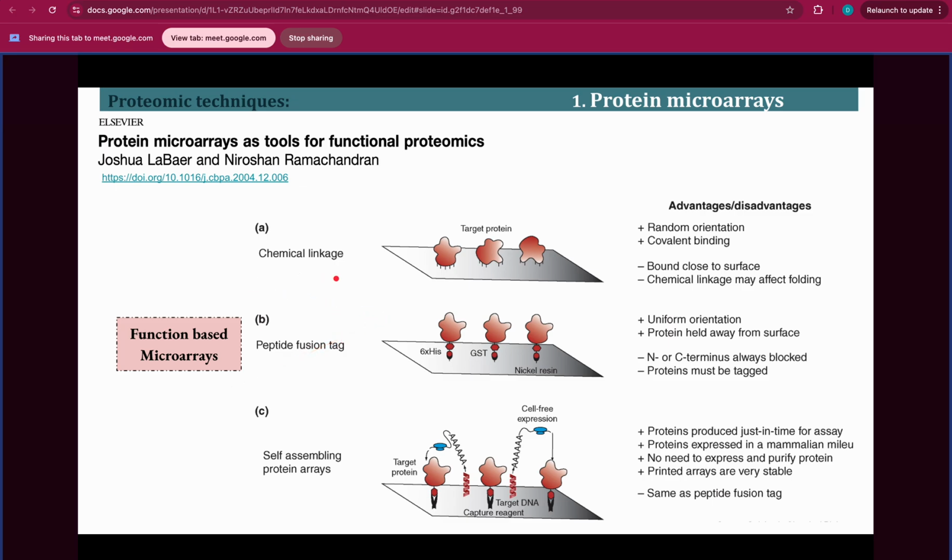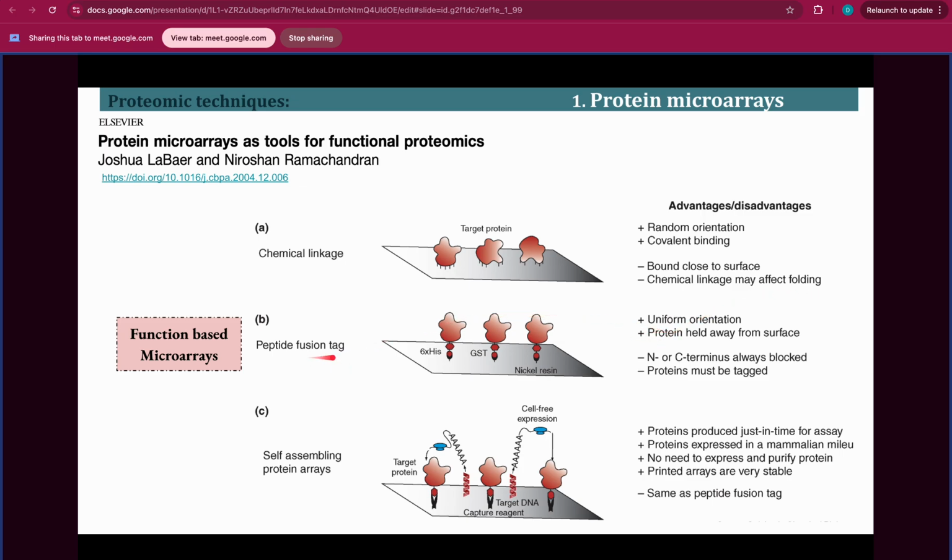So the first technique is chemical linkage. It is random orientation, and in this we look for covalent binding. In this case the target protein will bind covalently to the surface, so in that way we will be able to know whether interactions are strong or not. One limitation is that it is bound close to the surface, and a second limitation is that chemical linkage may affect the folding, which can create errors in analyzing the function of that protein.